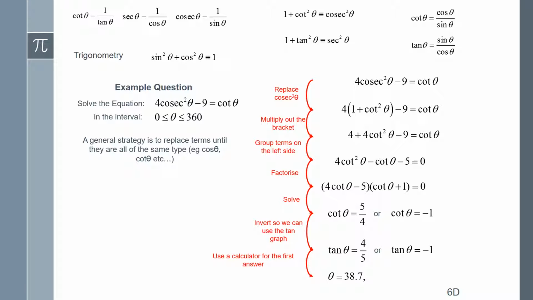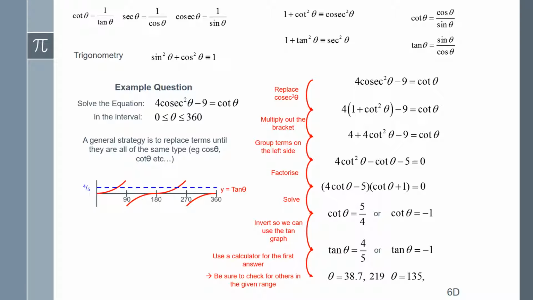Use the calculator to get the first answer: theta is 38.7. And then remember that tan theta repeats every 180 degrees, so 219 will be the next answer. And for tan theta is minus 1, that's 135 and 315.